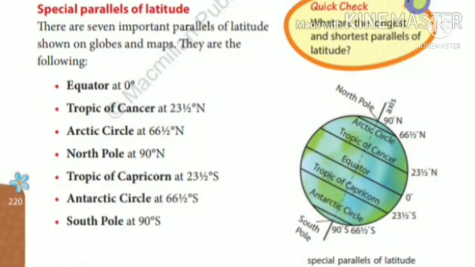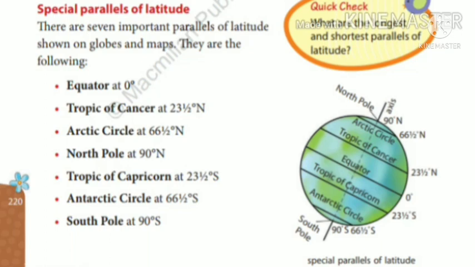Can you say what these special parallels of latitude are? The 7 parallels of latitude: Equator at 0 degree. Tropic of Cancer at 23 degree north. Arctic Circle at 66 degree north. North Pole at 90 degree north. Tropic of Capricorn at 23 degree south. Antarctic Circle at 66 degree south. South Pole at 90 degree south. These are the 7 important parallels of latitude.